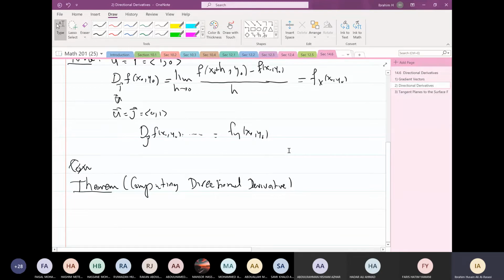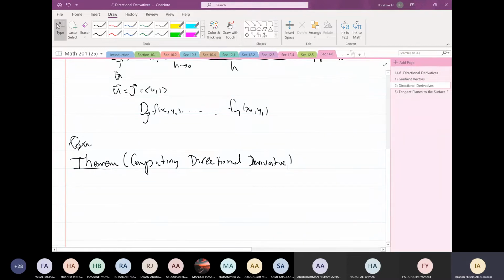Now, what about the directional derivative? For the directional derivative, you also have a general rule, and the rule is given as follows. The directional derivative of f at x0, y0 in the direction of the vector u is given by the gradient of f at x0, y0 dot the vector u. So it can be computed using the gradient, the one we just introduced.